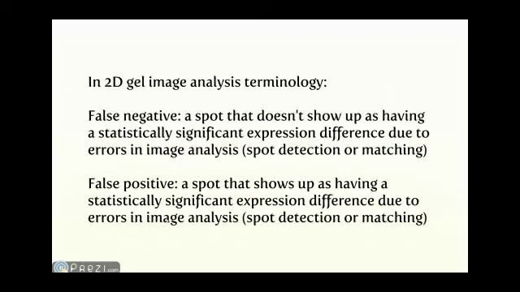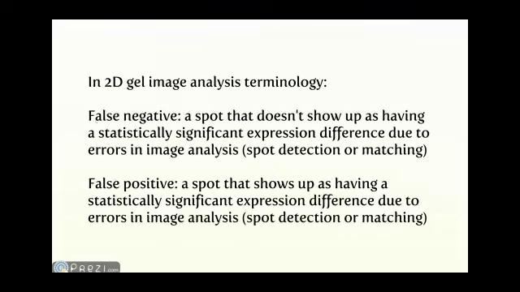So in the terminology that we use in image analysis, we mean that a false negative is a spot that doesn't show up as having a statistically significant expression difference because of errors in either spot detection or matching. And conversely, a false positive is a spot that does show up as having a statistically significant expression difference, also because of errors in image analysis. So what's important to point out here is that a false positive you will experience as noise in your data. It will be something that looks like a result, but when you look closer at that spot, you will see that it's a mismatch or a faulty spot detection or some other type of error that makes you have to discard that particular result.